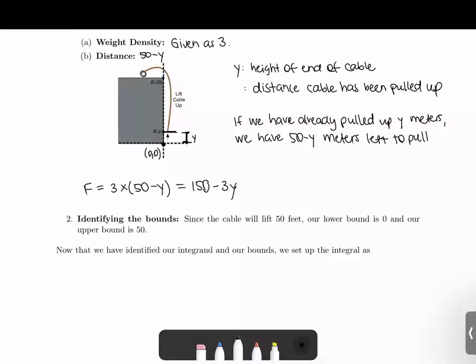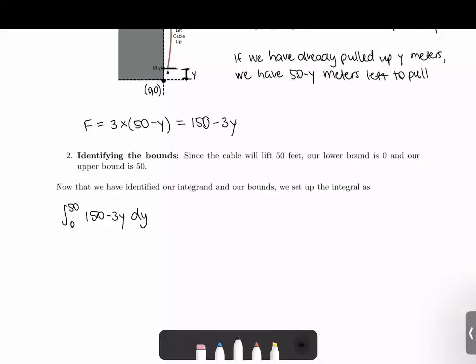So now that we have our integral and our bounds, we're going to set up our integral as the integral from 0 to 50 of 150 minus 3y dy. And the rest of this question is just integrating using the techniques that we know from Calculus 1. So my 150 is going to turn into a 150y. My 3y is going to change into a 3 over 2 y squared because I add 1 to the power and divide by the new power.